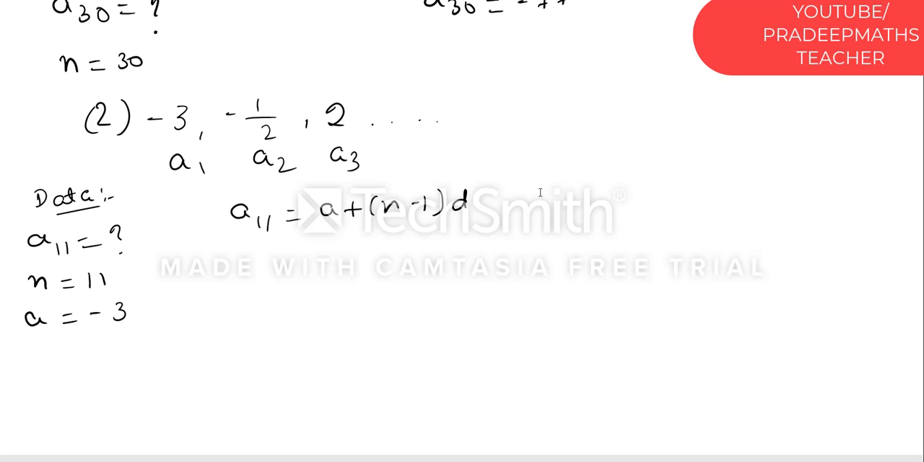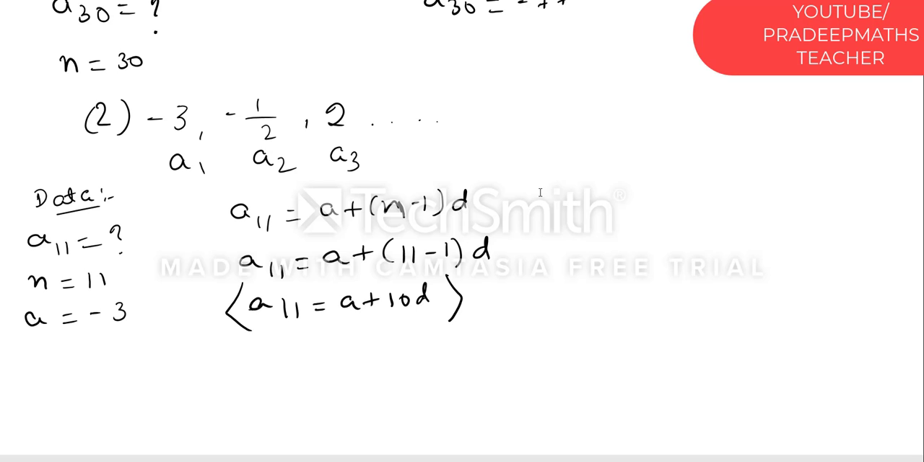Children, from the next class I will not write it like this. For example, to find the 11th term, if you put 11 in the place of n, you will get the formula as A plus 11 minus 1 into D. So A11 equals A plus 10D, correct? 11 minus 1 is 10, into D is 10D. So the A11 formula will be A plus 10D.